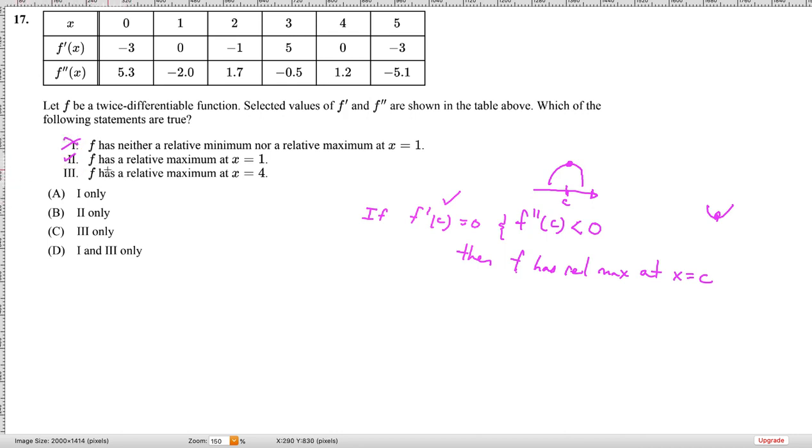Now let's investigate the last statement. F has a relative maximum at 4. So I have it that f prime of 4 is 0, but f double prime of 4 in this case is greater than 0. It's 1.2. So then therefore, f has a relative minimum at 4. And this one is not true. If 3 said f has a relative minimum at x equals 4, then it would be 2 and 3. But it's only 2 that is correct in this case. And again, you just want to use that second derivative test.